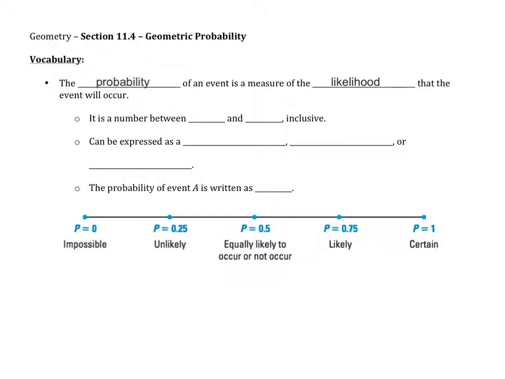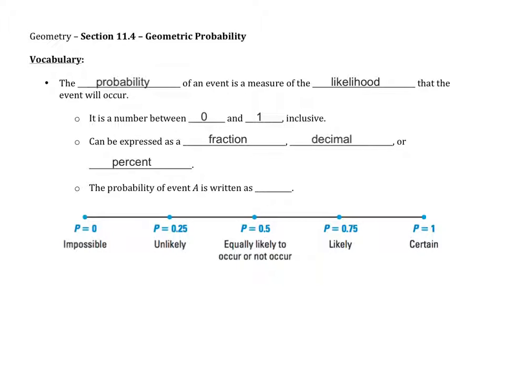It is a number between 0 and 1 inclusive, and what that means by inclusive is that it can be 0 and it can be 1. So 0 and 1 are included, and every number in between 0 and 1. It can be expressed as a fraction, decimal, or percent. We'll probably see them the most as fractions and as percents.